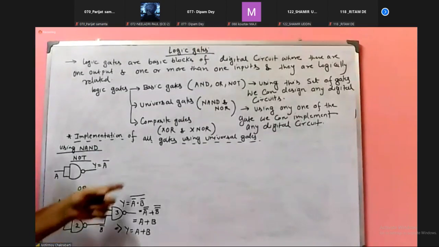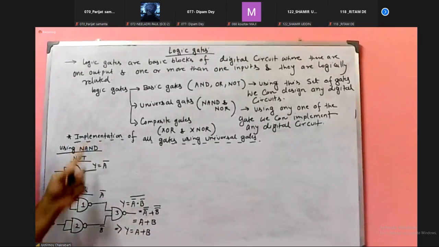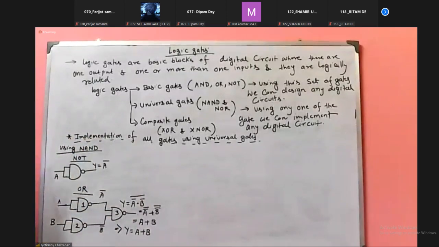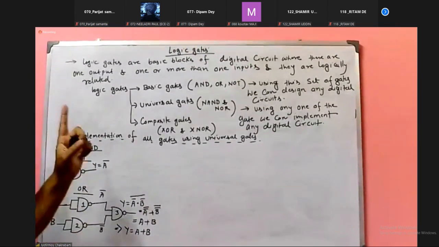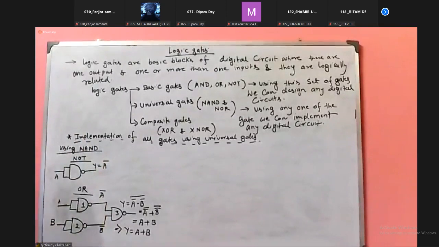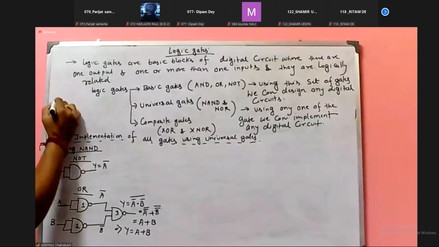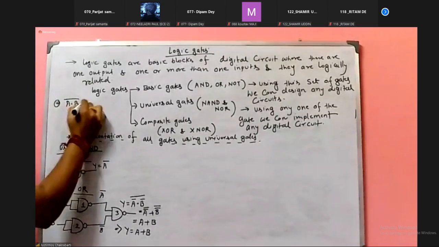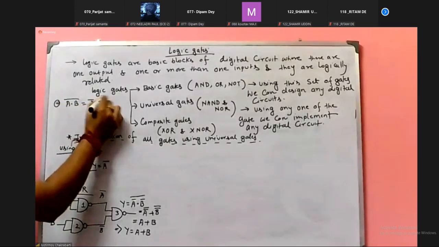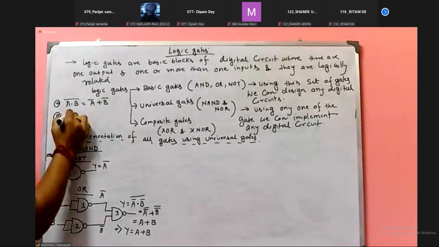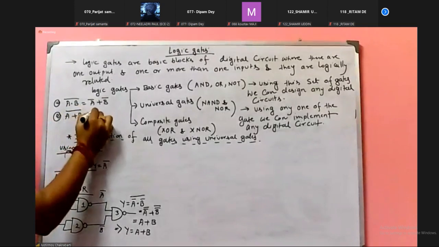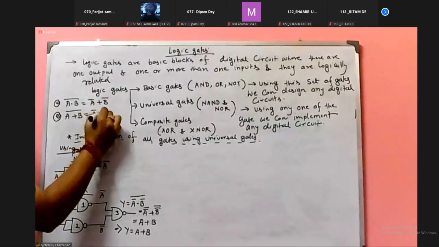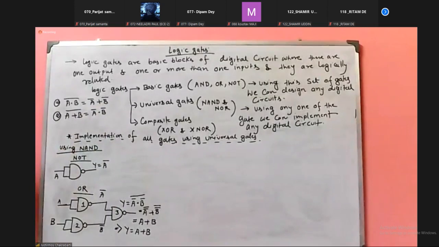So whatever concepts we are using, they are the concepts of Boolean algebra, but that we will discuss in tomorrow's class. For today, one important law is A dot B bar equals A bar plus B bar, and A plus B bar equals A bar dot B bar. These two rules are called De Morgan's rule. They are very important in Boolean algebra.